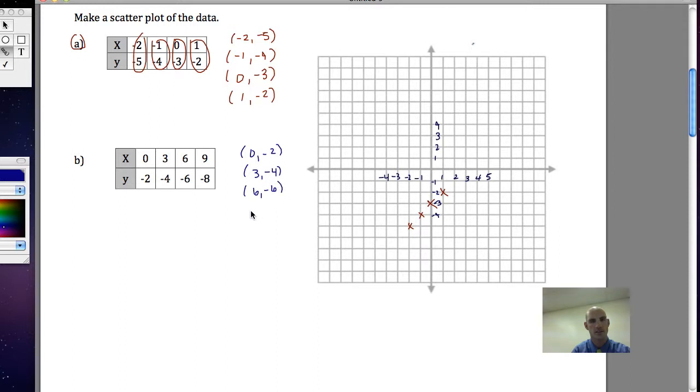6, -6, and 9, -8. If it helps you, you can go ahead and write out those ordered pairs each time until you get the hang of it. I'm going to plot these in a red and a green dot. So 0, -2.